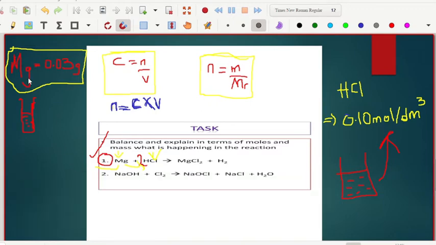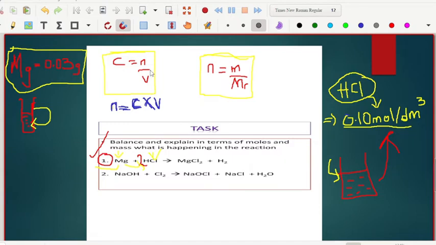So what do I mean by this? For instance, you weigh magnesium of 0.03, then you make a solution. Then for the acid, to my right hand side, you know the concentration. Also, you prepare your own solution for hydrochloric acid, whereby even the concentration is known, which you have made.